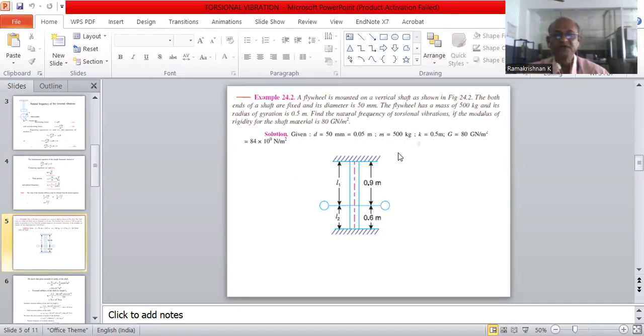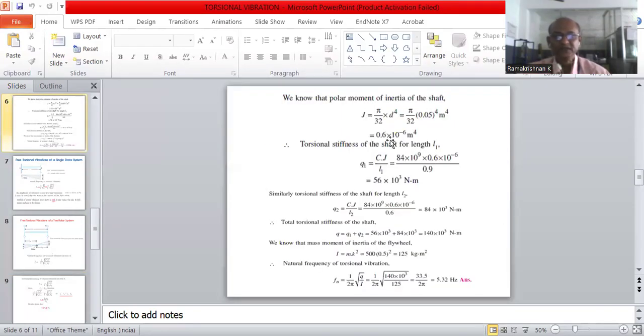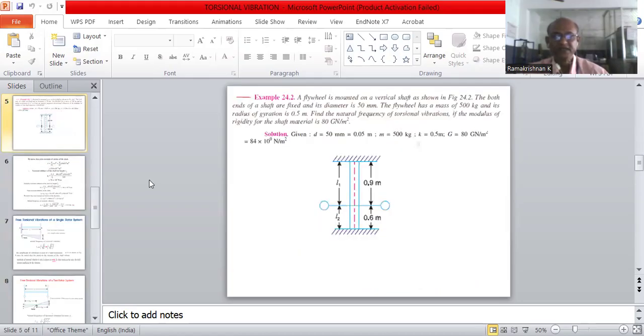So the diameter of the shaft is 50 mm, the mass of the flywheel is 500 kg, its radius of gyration is 0.5 meter, and G is 80 giganewton per meter square. That is the system. You have to find the natural frequency, so directly substitute the values in the formula. Now in the formula we have J, the polar moment of inertia of the shaft, J equals pi by 32 into d power 4. And for the torsional stiffness, first we consider the two portions, the one above the flywheel and the one below the flywheel.